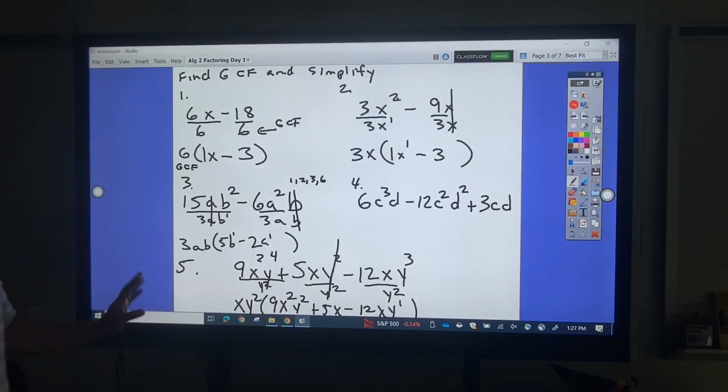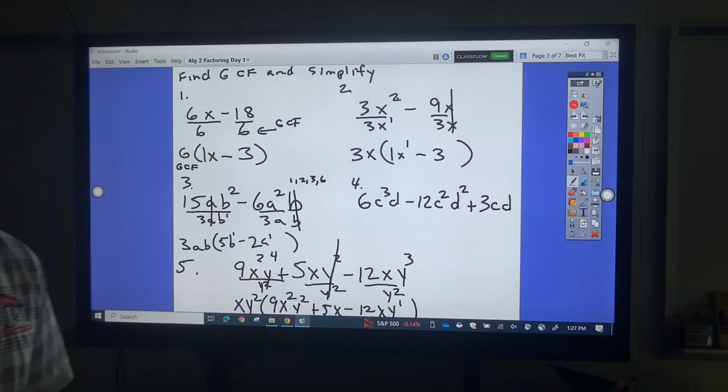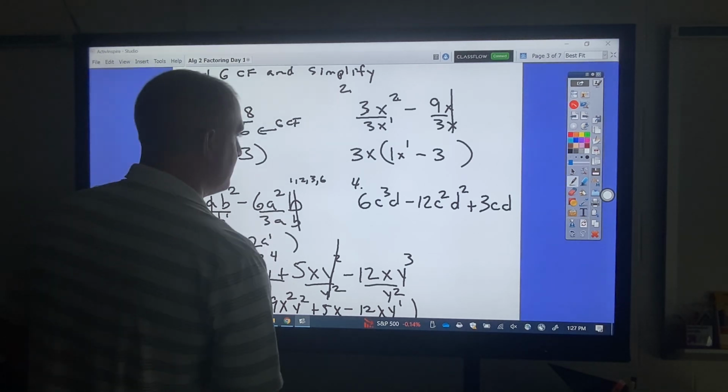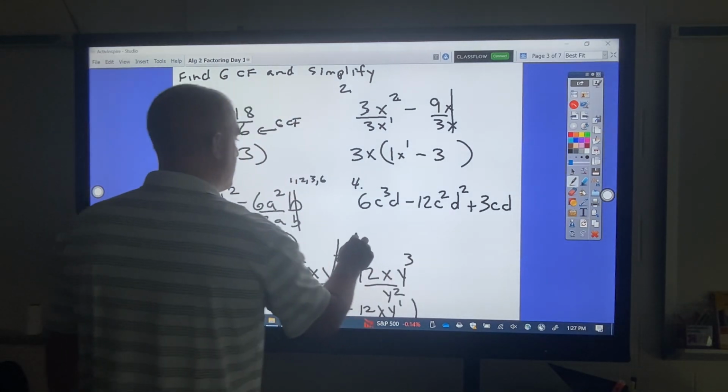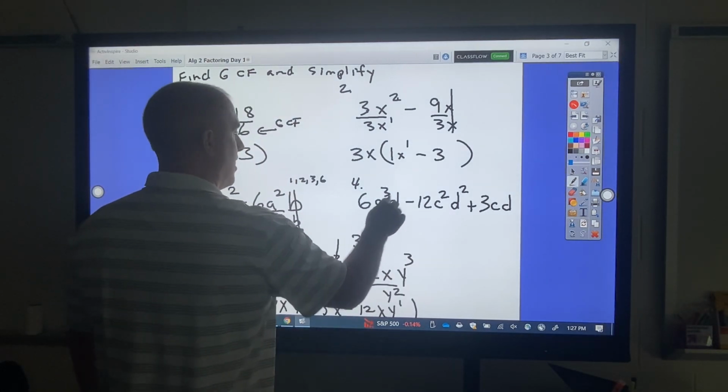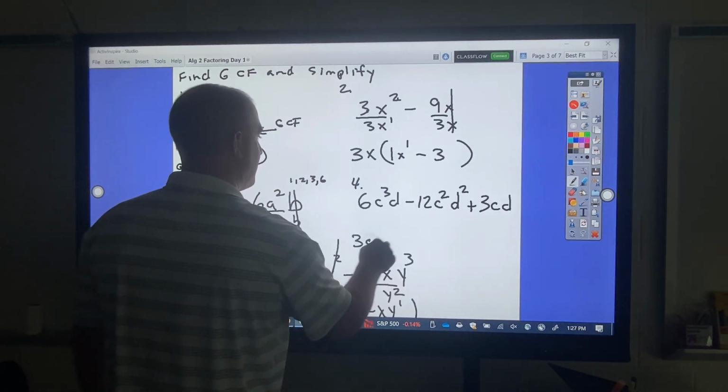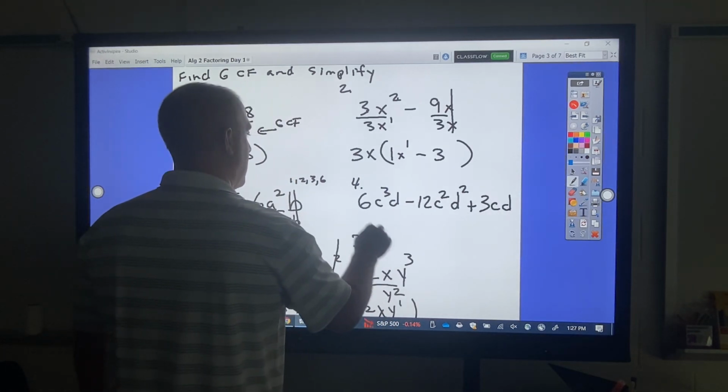Okay, you don't have to put the ones there for exponents, but if you need to, go ahead and do that. So basically, oh, oops, I skipped 4, sorry. Okay, biggest number that would go into all of these would be 3. Okay, they all have a c in common. They all have a d in common.